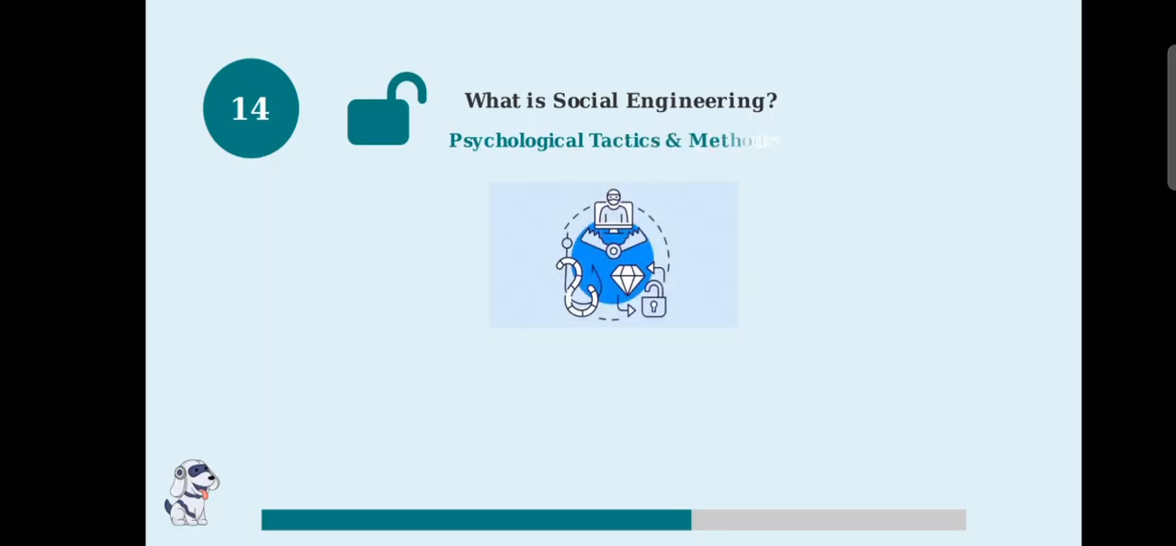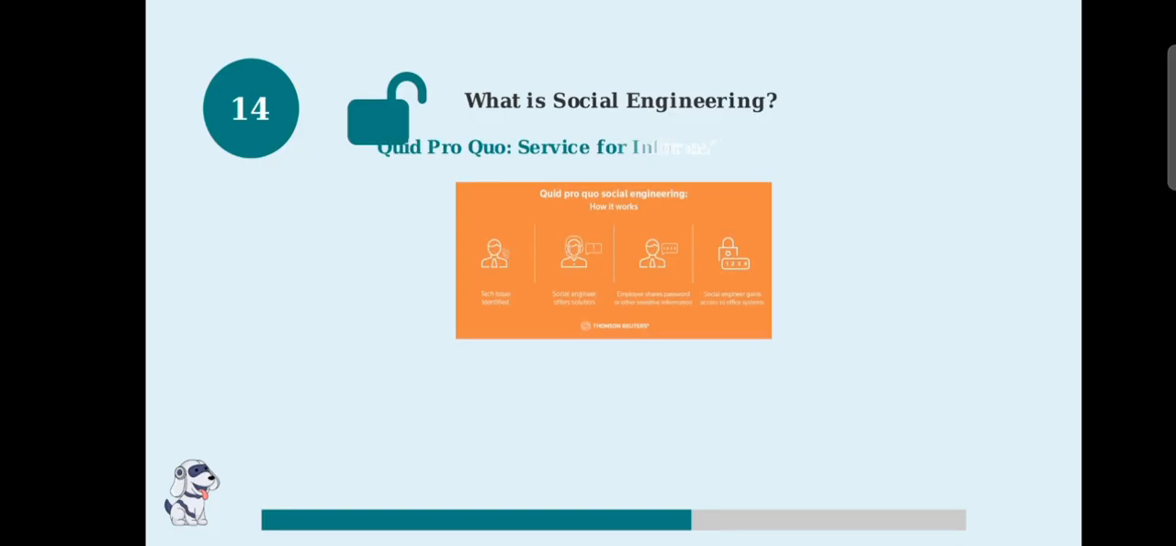Cybercriminals use various psychological tactics and technical methods to deceive their victims. They often combine multiple approaches to increase their chances of success, making their attacks more sophisticated and harder to detect. Quid pro quo attacks involve offering a service or benefit in exchange for information or access. For example, an attacker might call employees offering free tech support, then request login credentials to fix their computer problems.